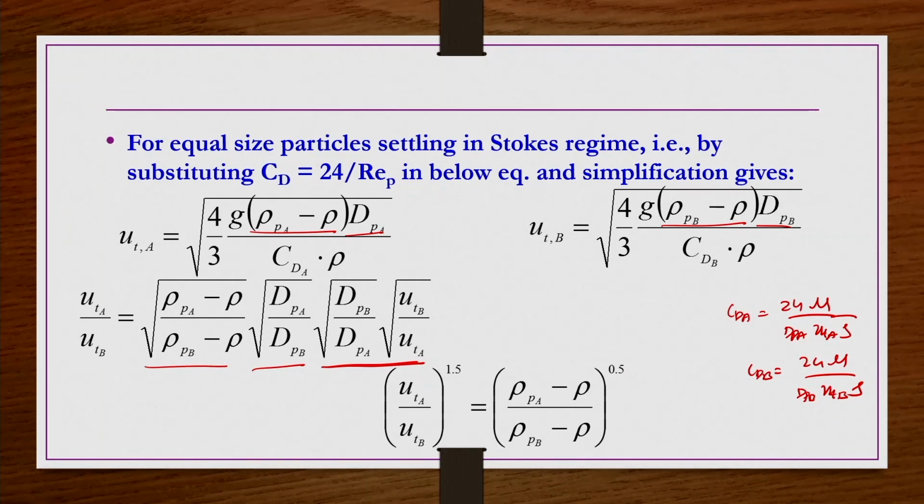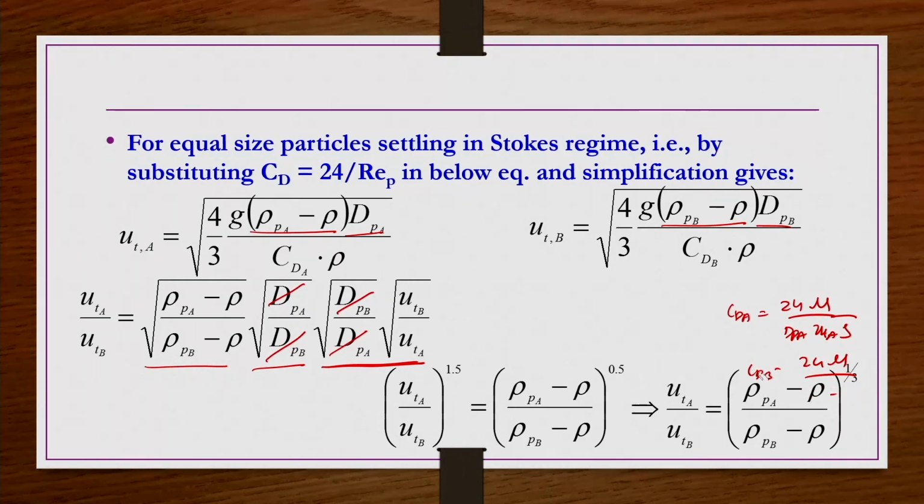Okay. When you substitute, these terms cancel out, this is the same, this one is cancelled out, and then the square root of UTB by UTA, if you take it to the left hand side, you have UTA by UTB whole power 1.5, and on the right hand side the square root of (rho PA minus rho) by (rho PB minus rho) as it is. So, for UTA by UTB here, you will get the cube root of (rho PA minus rho) divided by (rho PB minus rho). This is for the Stokes regime.